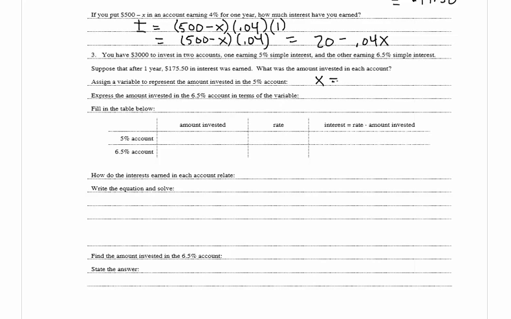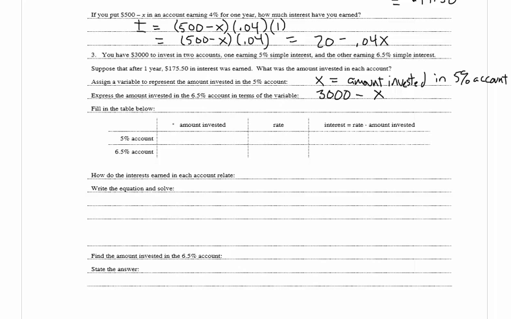So X is equal to amount invested in 5% account. And then it wants us to express the amount invested in the 6.5% account in terms of the variable. So if we have $3,000 total to invest, and we invested X in the 5% account, we're going to have 3,000 minus X in the 6.5% account.